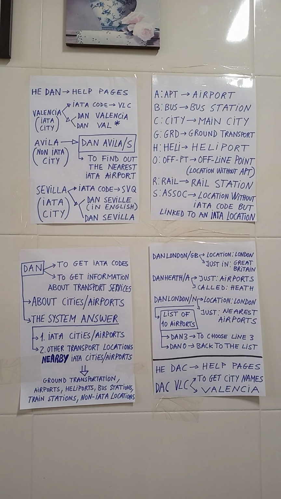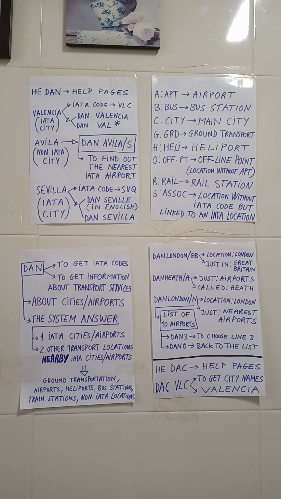APT will refer to the airport. B, bus, will refer to the bus station. C, city, will refer to the main city. G, GRD, shall refer to the land transport, ground transport.